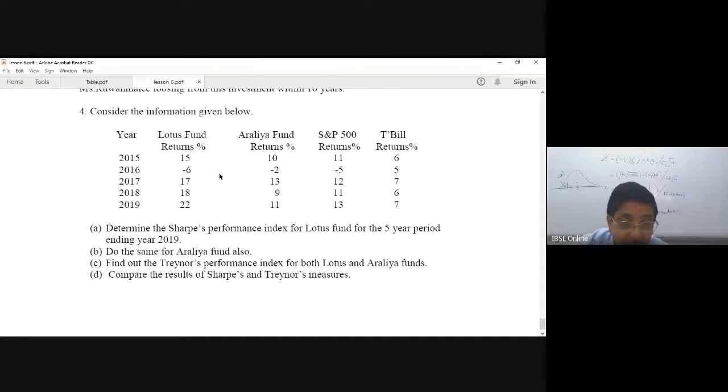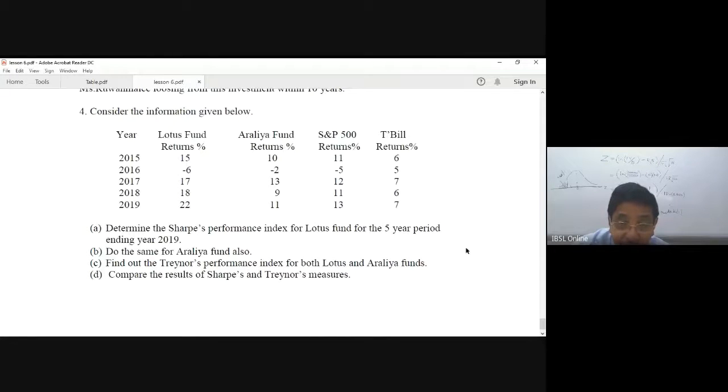So first of all, you need to find out the Lotus fund's mean returns, the standard deviation of returns, and the Aralia fund's standard deviation of returns. With the calculation of standard deviation, you will be in a position to calculate the Sharpe performance index. And Aralia also. But for Aralia, what are we going to do about it?